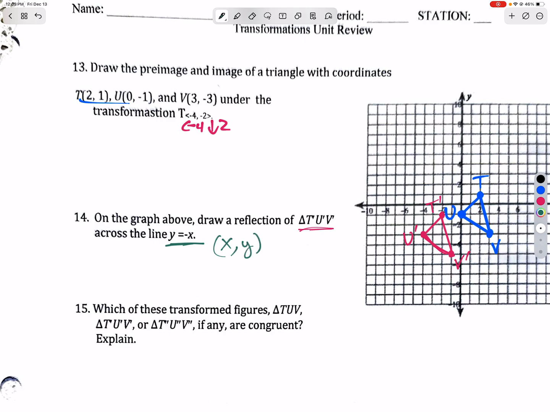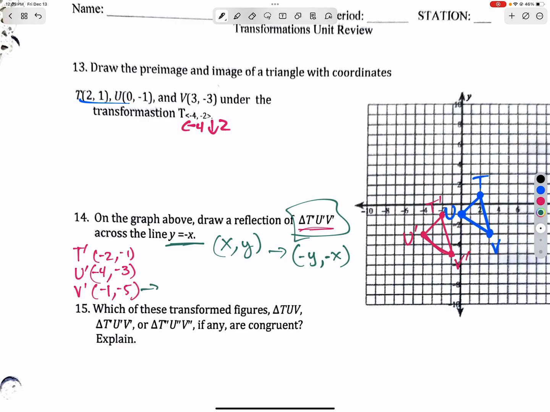So you have your x comma y, your original points, or your new points, and to make a reflection over y equals -x, you flip y and x, but you also make each of them the opposite signs. So for example, that new T prime is at -2, -1. The U prime is at -4, -3. And V prime is at -1, -5. So now I'm going to flip every single one of those and make them the opposite signs to get the double prime.